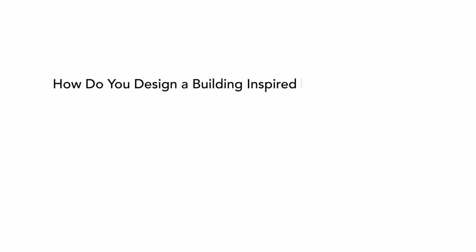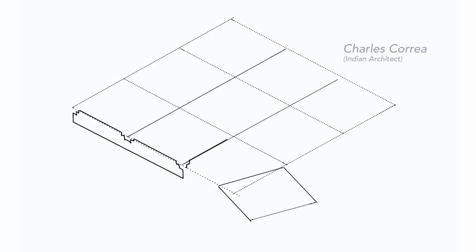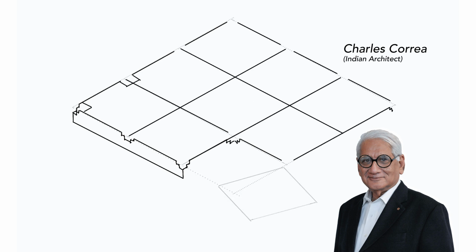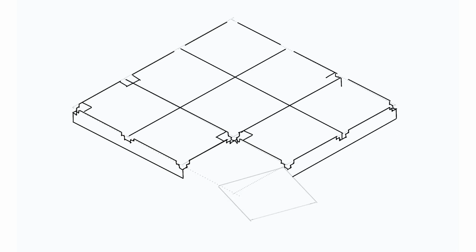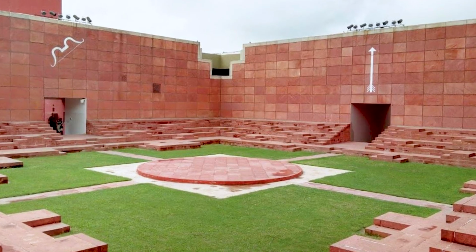How do you design a building inspired by your city? When it comes to learning, there is a great masterpiece designed by Charles Correa. He is one of the greatest architects of Indian architecture and he has designed various amazing projects in the history of architecture. One of the projects that we are discussing here is the Jawahar Kala Kendra, designed in the Jaipur city.